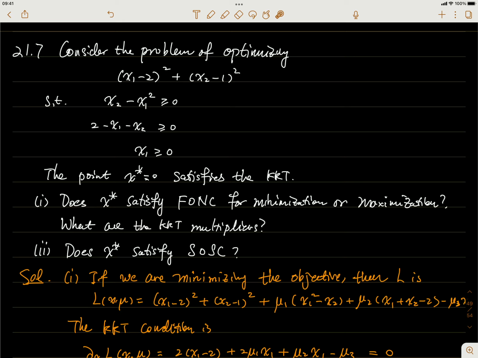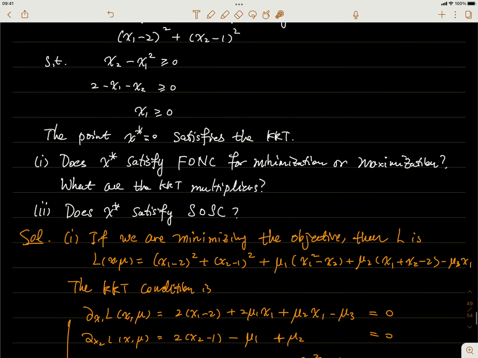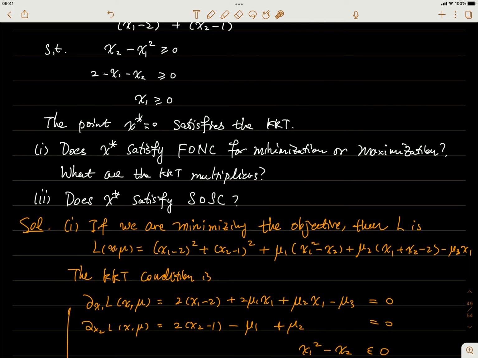Problem 21.7. The question is to consider the problem of optimizing this objective function subject to the three constraints here. Optimizing means that we're either trying to minimize it or trying to maximize it. The question says that the point x star satisfies the KKT. And now there are two questions actually.